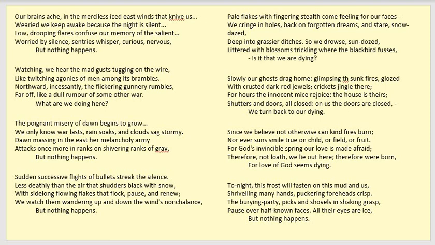Shutters and doors all closed. On us the doors are closed. We turn back to our dying. Since we believe not otherwise can kind fires burn, nor ever sun smile true on child or field or fruit, for God's invincible spring our love is made afraid. Therefore not loath we lie out here. Therefore we're born, for love of God seems dying. Tonight this frost will fasten on this mud and us, shrivelling many hands, puckering foreheads crisp. The burying party picks and shovels in shaking grass, pours over half-known faces. All their eyes are ice, but nothing happens.